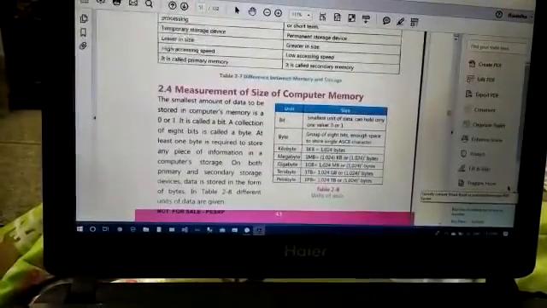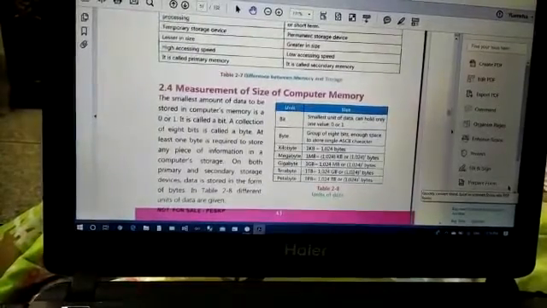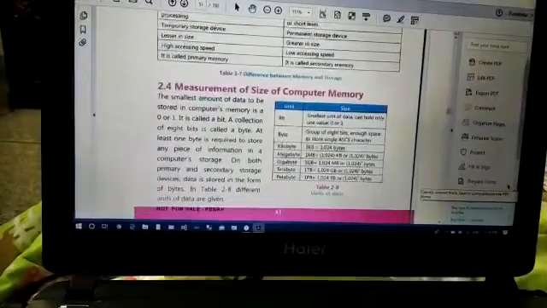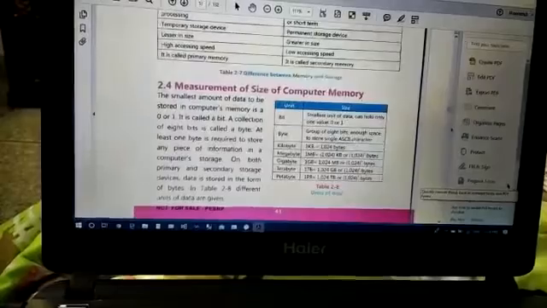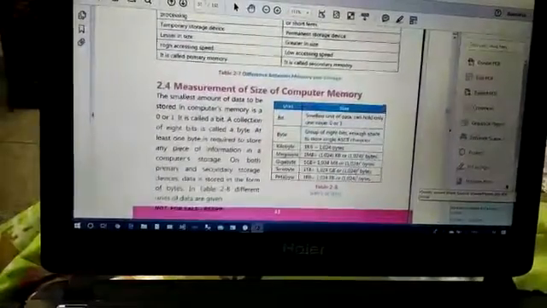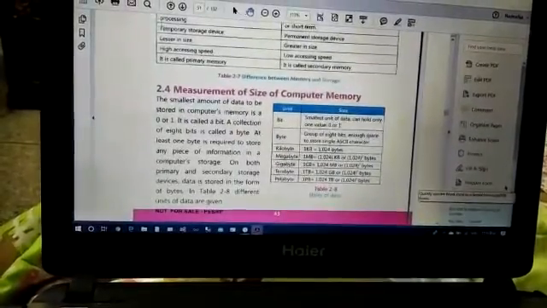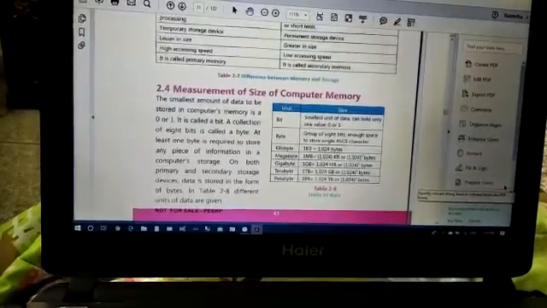A collection of 8 bits is called a byte. So if we have written 8 zeros, or 8 ones, or a combination of zeros and ones, whatsoever you want to write, when there will be 8 bits, it would be called 1 byte. At least 1 byte is required to store any piece of information in a computer storage.